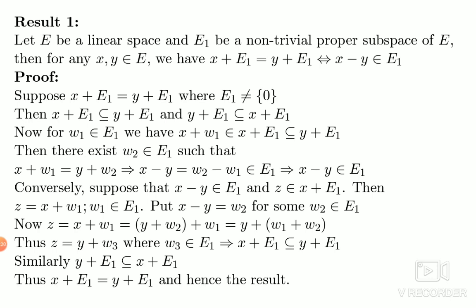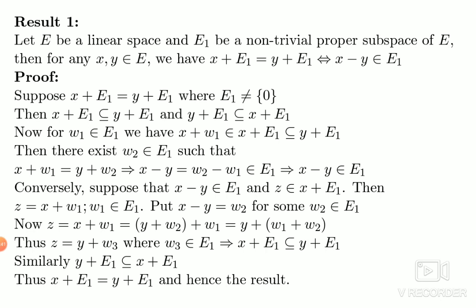That is, if we are taking two cosets, they are equal if and only if the difference between the representative elements x and y is in the subspace. Then we can say that the two cosets are identical, or the same thing. So that is what we are going to prove in this result.